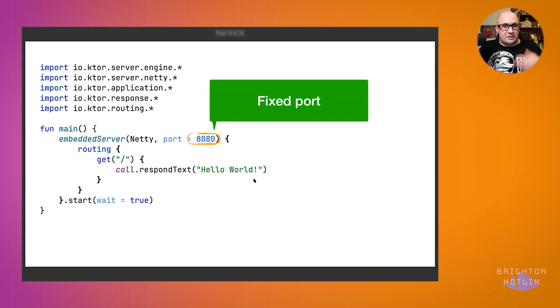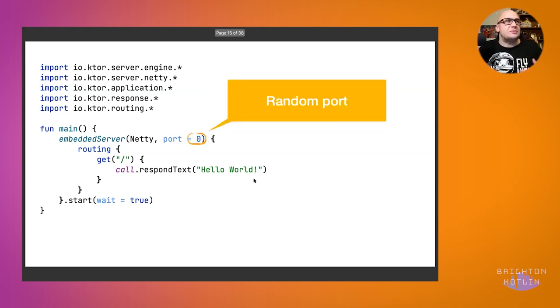Then, the fixed port we can actually replace with a random port. If we say that it can be 0, then at the start the framework will figure out some random port that is free, that is available on your machine, and start it there.